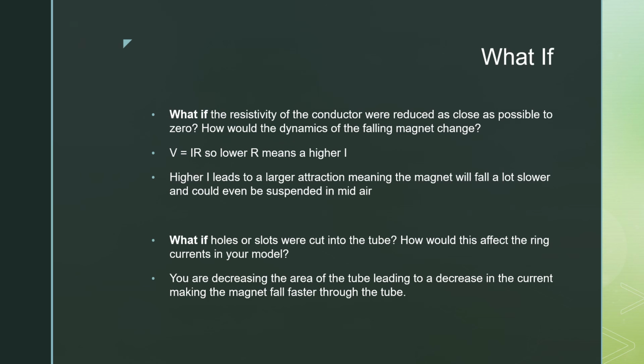And the final question asks, what if holes or slots were cut in the tube? How would this affect the ring currents in your model? So I said, similarly to the first one, decreasing the area, you'll actually be decreasing the current. And as we saw in that previous problem, a decreasing current will make the magnet fall faster, and it'll act as if the tube wasn't there, or it was a much smaller tube.